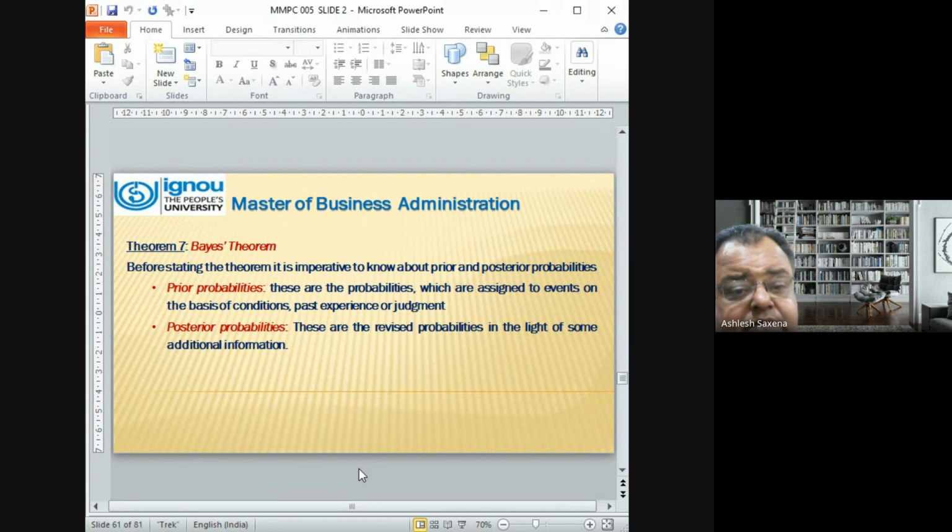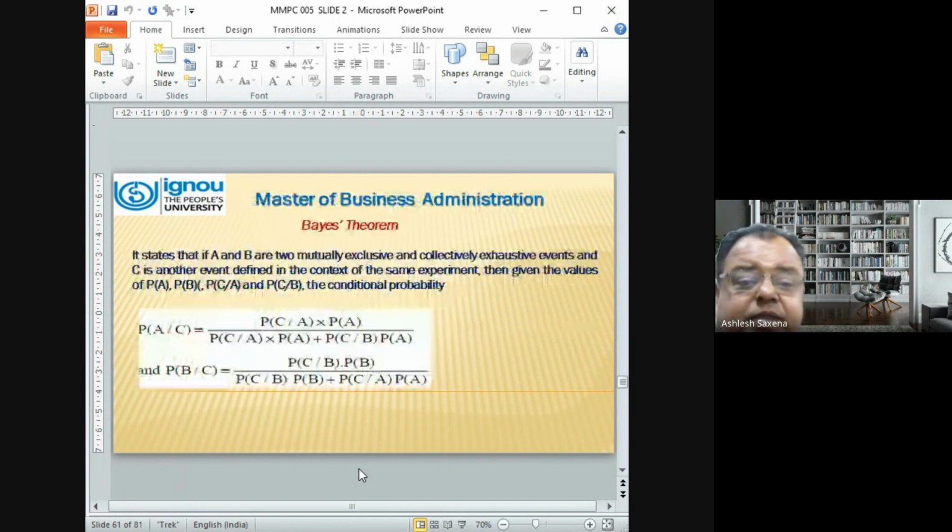Before starting the theorem, it is imperative to know about prior and posterior probabilities. Now the question arises, what is meant by prior probabilities? These are the probabilities which are assigned to events on the basis of conditions, past experience or judgment. And posterior probabilities are those which are revised probabilities in the light of some additional information. Now see how this is implied. This is the mathematical relation. You have to remember this. This is the mathematical relation for writing Bayes theorem.